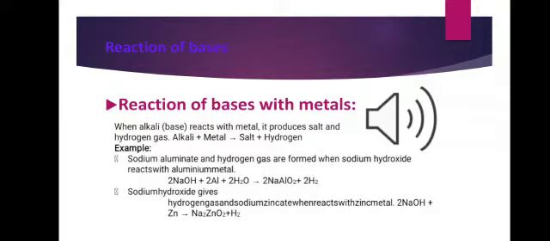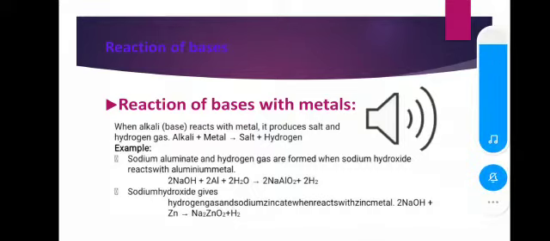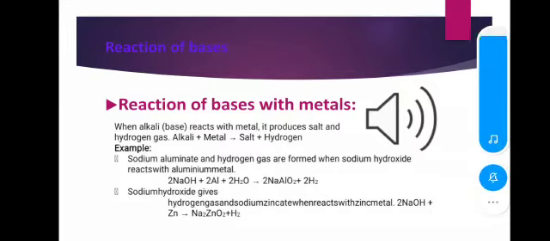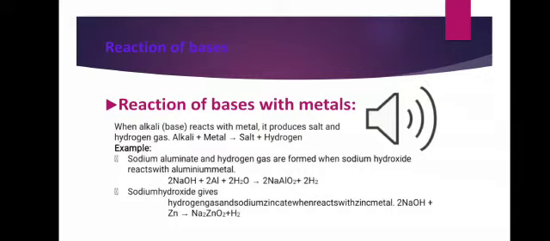base and metal are our reactants. It gives us salt and hydrogen in product, or we can say the products will be salt and hydrogen. This general reaction will help you to remember that when a base combines with metal, it always gives us salt and hydrogen. Few examples are given here.